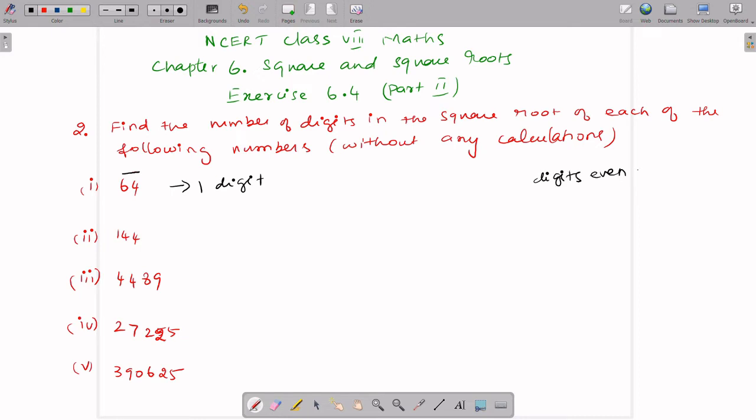If the digits are even, you have to use a formula. The number of digits in the square root is n by 2 if n is even. If the digits are odd, then you use n plus 1 by 2. Here, how many digits are there? 1, 2, two digits, so n is even. So we use 2 by 2 is equal to 1, so you get a one digit number as the square root.